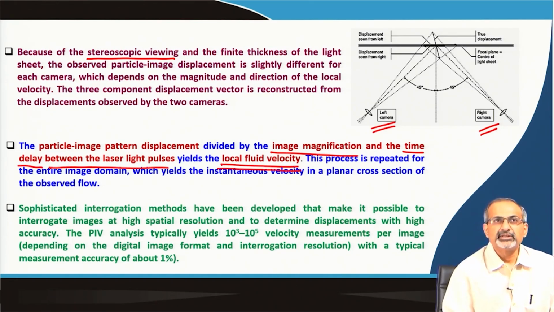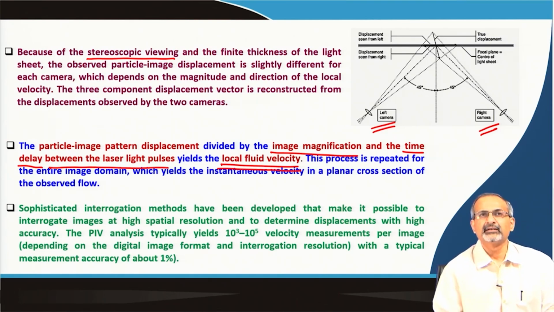This process is repeated for the entire image domain, which yields the instantaneous velocity in a planar cross section of the observed flow. So, it is done for each interrogation window, and when you do it for all of them, you have the entire data for the image window.